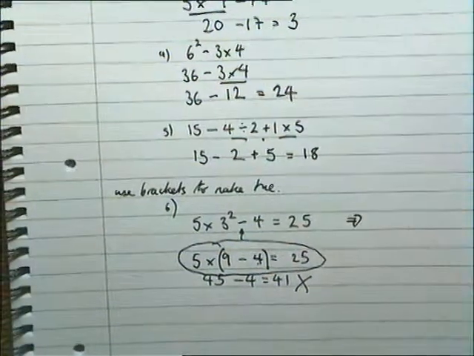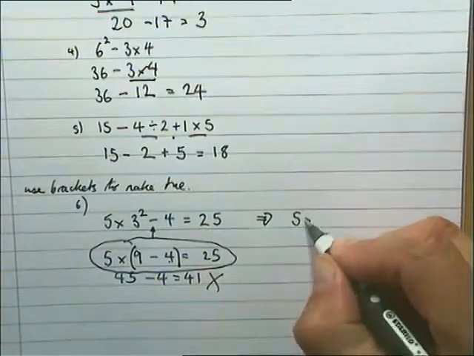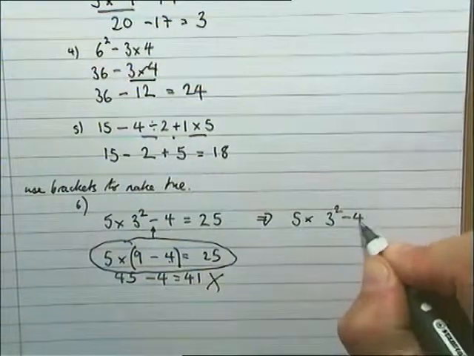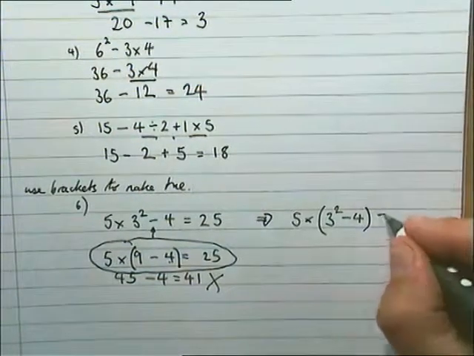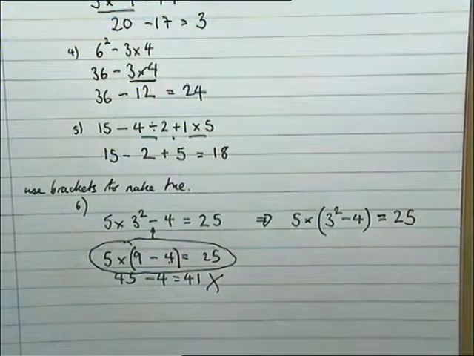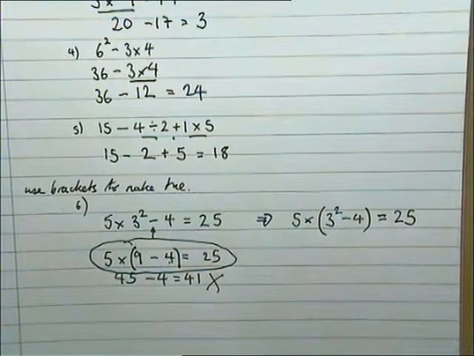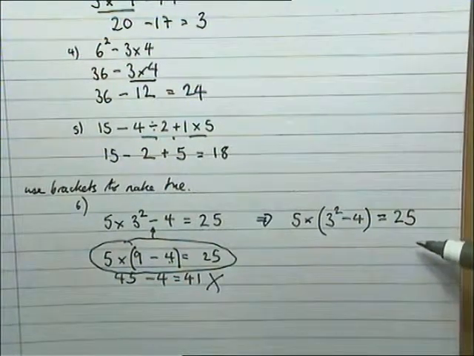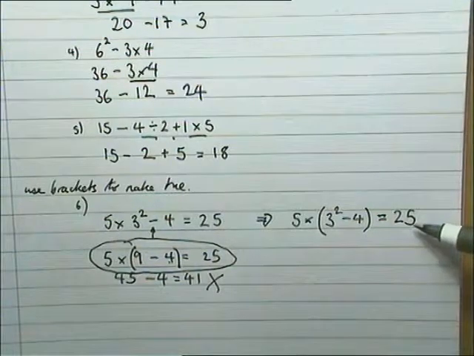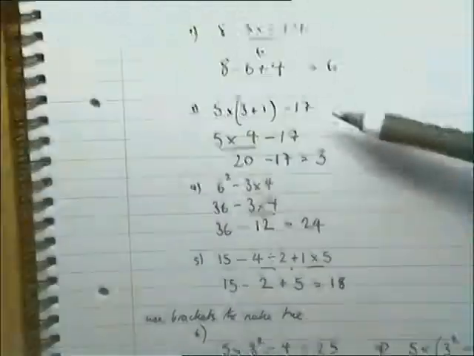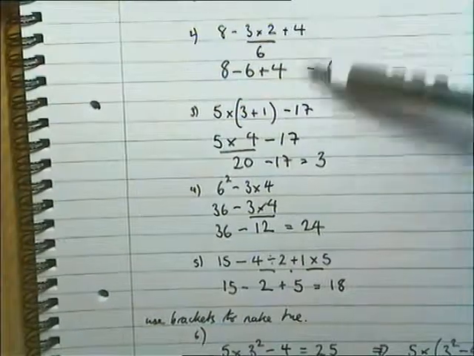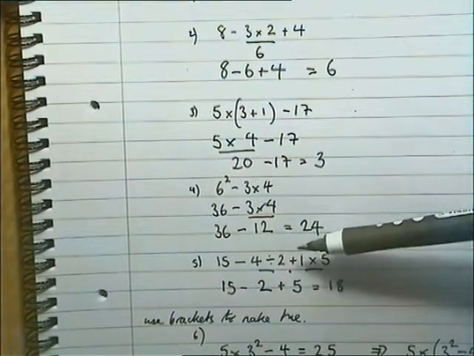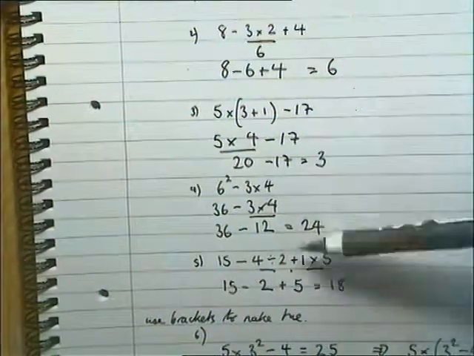So here my actual answer would be 5 multiplied by 3 squared minus 4. I put the brackets around those two, and that gives me my correct solution. This is a much higher level because it requires a lot harder mathematical thinking than these ones up here, but again, you often have lots and lots of problems when you do these questions here.